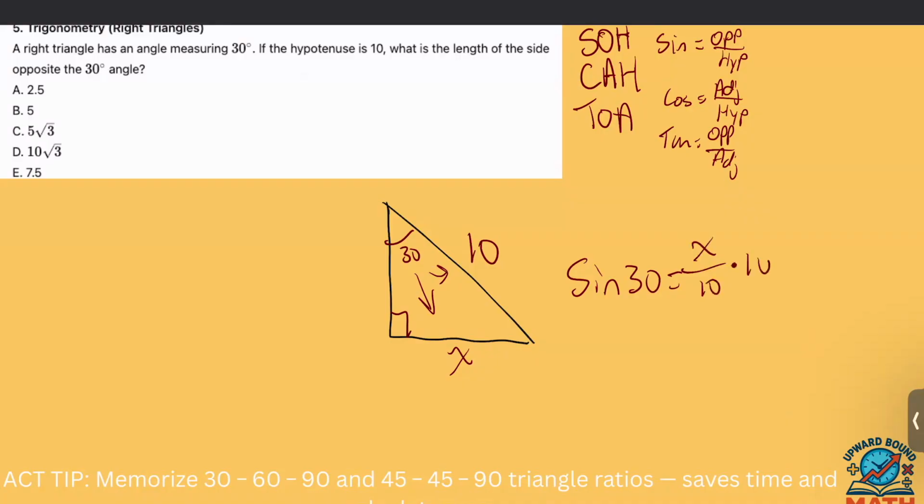Now we just multiply both sides by 10. We get x equals 10 sine 30. At this point, you would just type this portion of the equation into a calculator, and it would tell you your answer is 5. 10 sine 30 is what you type into your calculator, and you would get this answer.